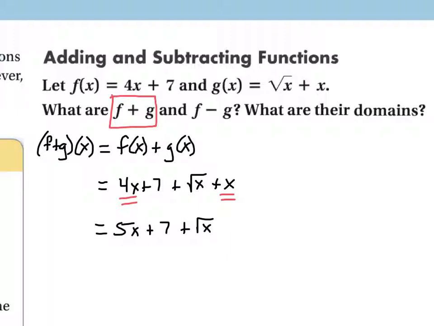So, in adding these together, we need to combine any like terms that we might have. I like to put the square root at the end so it's not confusing what's under the square root and what's not. And so we have that. That's all the farther we can simplify this down.